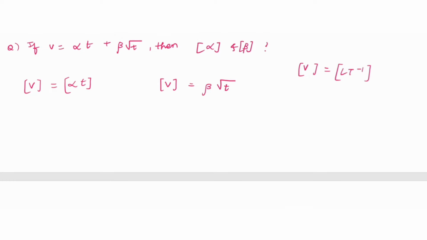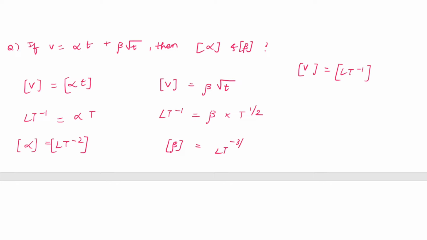So we can simply equate the dimensions of velocity, that is LT^-1, with alpha times t, and t is nothing but simply time. So on solving, what will you get? The dimensions of alpha as LT^-2. Similarly, take the beta root t term and equate it with the dimensions of velocity. Again, what do we get? We get beta's dimension as LT^-3/2. So this becomes our final answer.